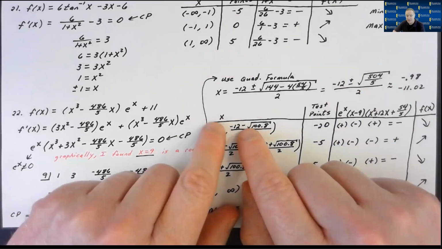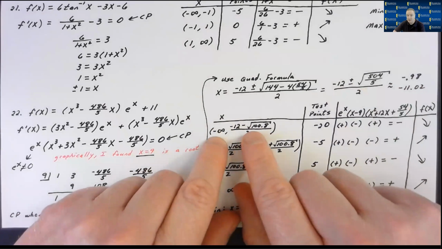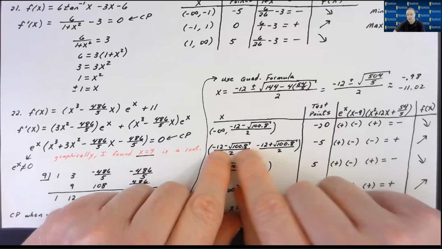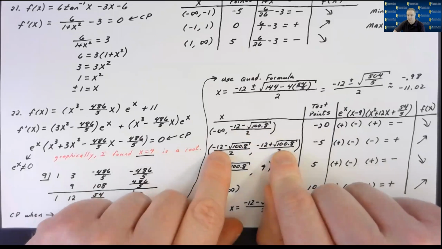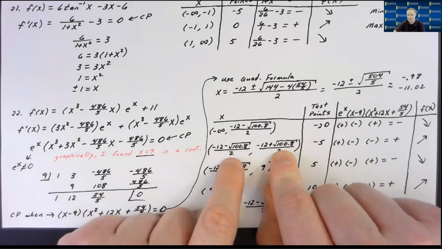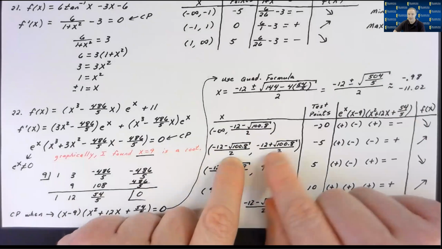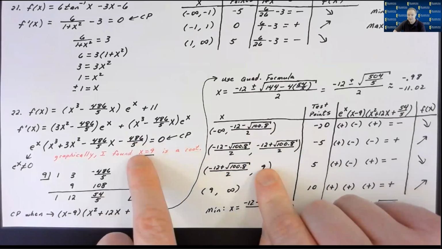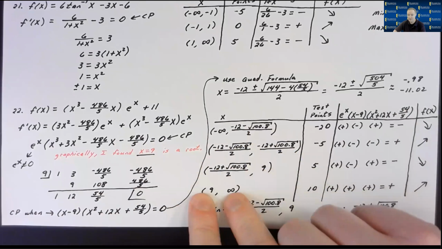So you'll see I broke up my interval from negative infinity to the lowest critical point, the negative 12 minus the square root of 100.8 over 2. Then I went from that critical point to the next critical point, which is still going to be a number less than 9. So negative 12 minus the root of 100.8 over 2 up to negative 12 plus the square root of 100.8 over 2. And then I go from that critical point up to my last critical point, which is 9. And then I go from 9 to infinity.